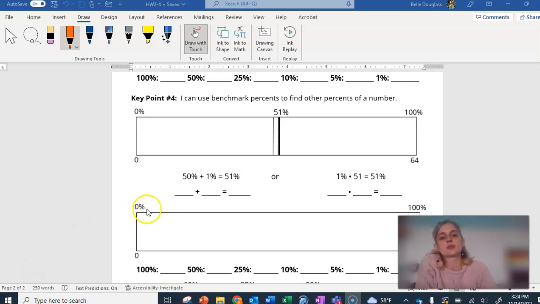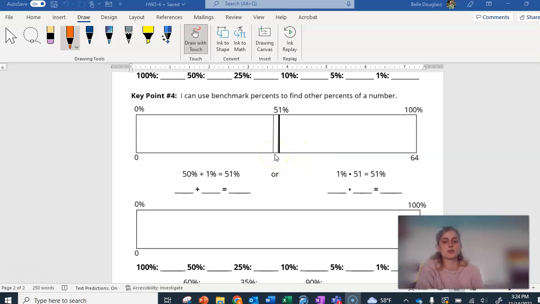Okay, so here we have a percent bar, and we are looking for 51% of 64. We can find 50% of 64 by cutting it in half, dividing by 2. Let's see, 50% of 64 would be 32.